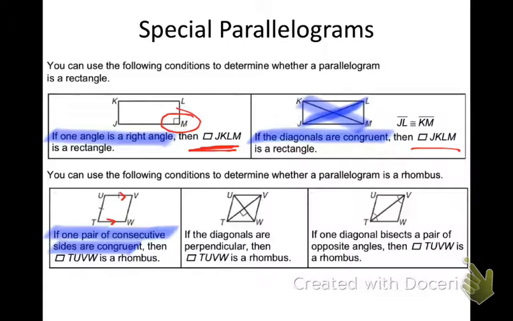The second part, if the diagonals are perpendicular. What's it mean to be perpendicular? That means they have what type of angles? 90-degree angles. Okay, then they're perpendicular. And then if one diagonal bisects a pair of opposite angles. So what's it mean to bisect? It means to cut in half. So if it cuts in half, then it's a rhombus. So a couple of special properties there.